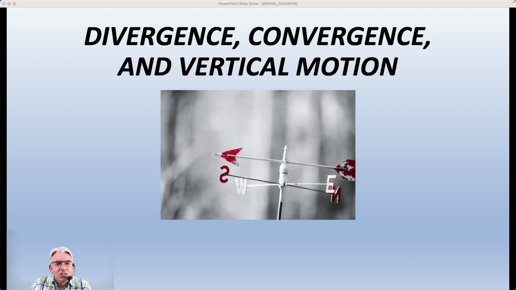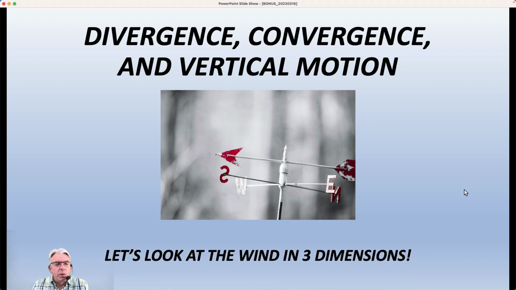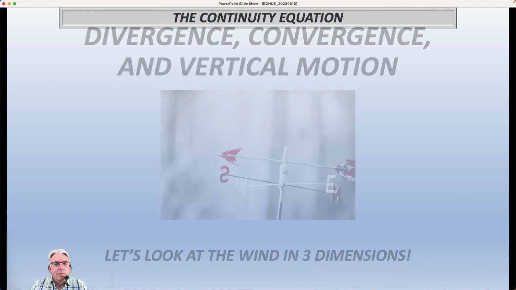All right, so we're going to talk about divergence, convergence, and vertical motion, all of which are going on all the time in the atmosphere. So we're going to be taking a look at the wind in 3 dimensions.